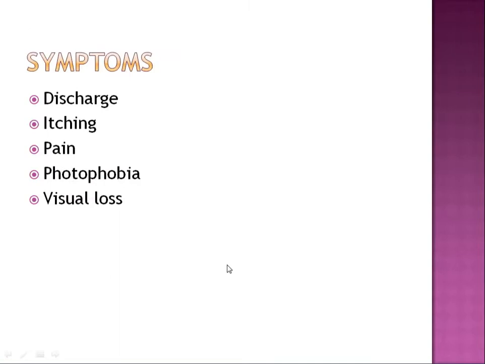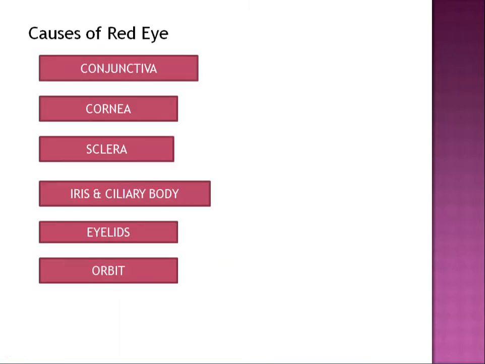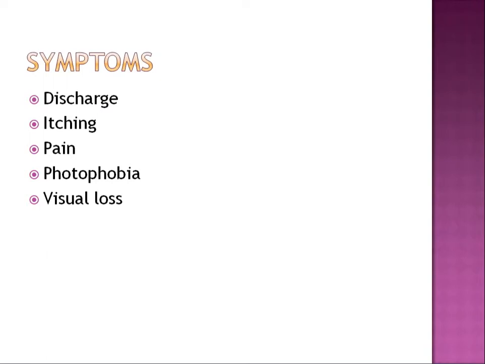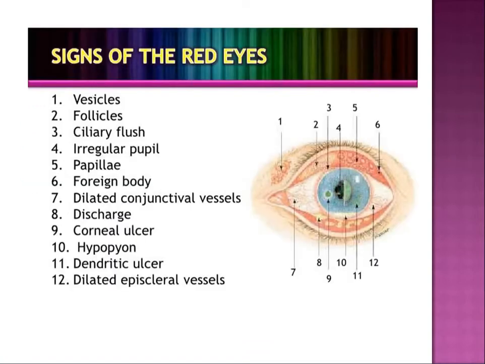So basically, the red eye can be because of any of these causes. We'll deal with each one of them, and as we deal with them, we'll be able to differentiate the causes of the red eye. The symptoms in a case could be associated with discharge, itching, pain, photophobia, and visual loss. We have to look particularly for the associated symptoms so that we are able to come to a particular diagnosis. And these are the signs of the red eye which can be associated.